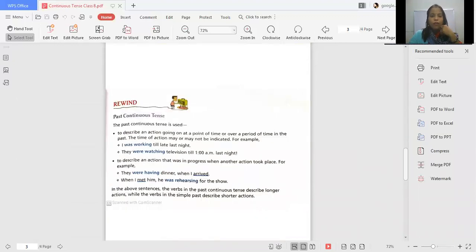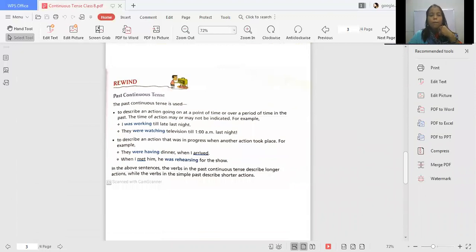Now let us have a quick recap about the past continuous tense. Past continuous tense is used specifically for two purposes. First, when you are describing an action going on at a point of time or over a period of time in the past, wherein the time of action may or may not be indicated. That means you might have a time when it started, or you may not have.